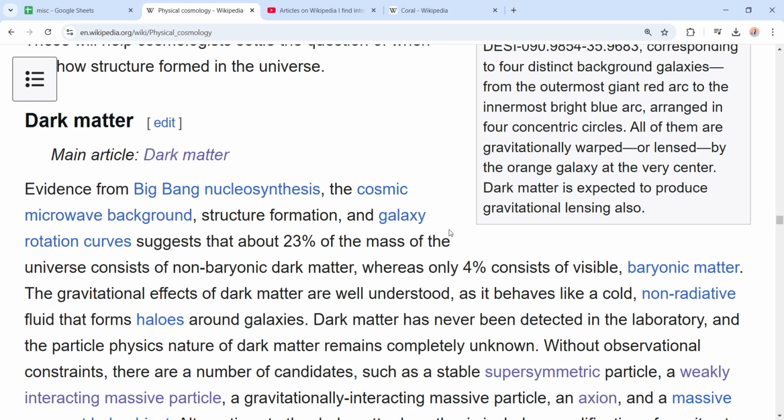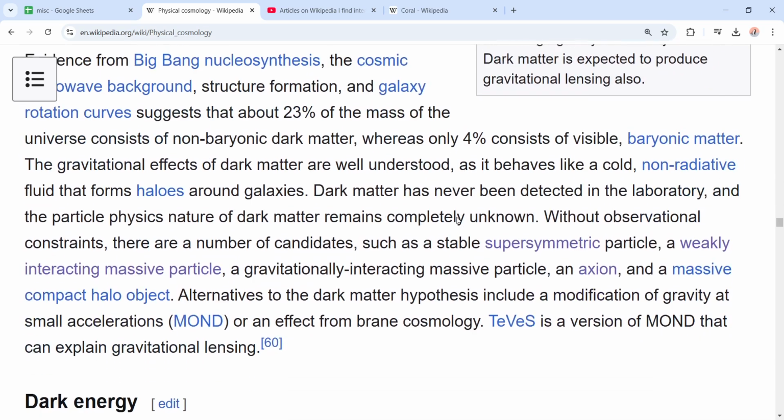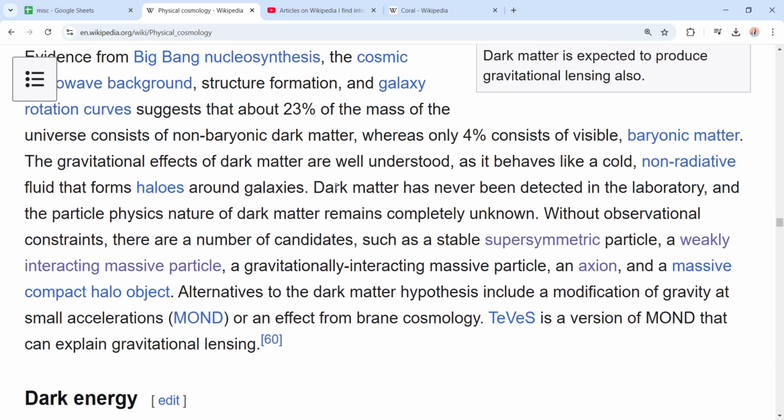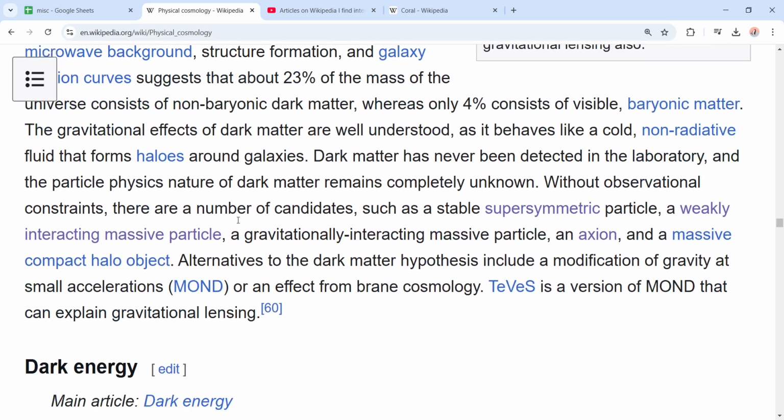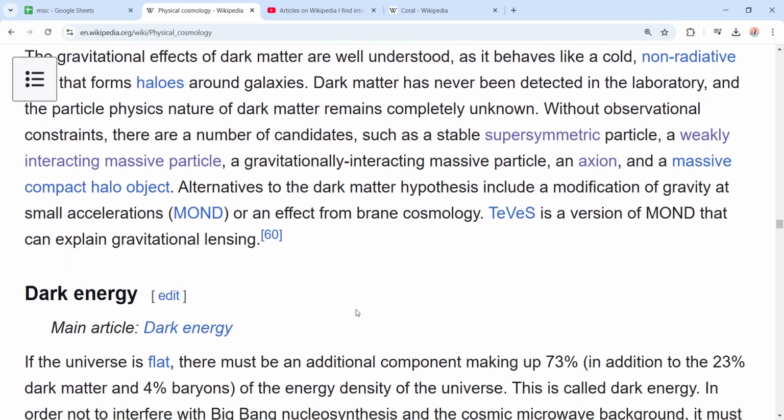Dark matter has never been detected in the laboratory, and the particle physics nature of dark matter remains completely unknown. Without observational constraints, there are a number of candidates, such as a stable supersymmetric particle, a weakly interacting massive particle, a gravitationally interacting massive particle, an axion, and a massive compact halo object. Alternatives to the dark matter hypothesis include a modification of gravity at small accelerations, MOND, or an effect from brane cosmology.